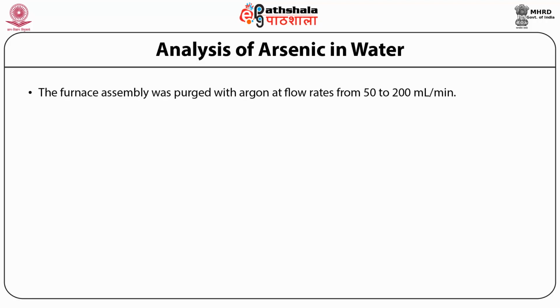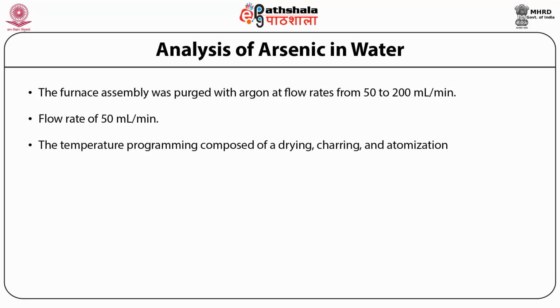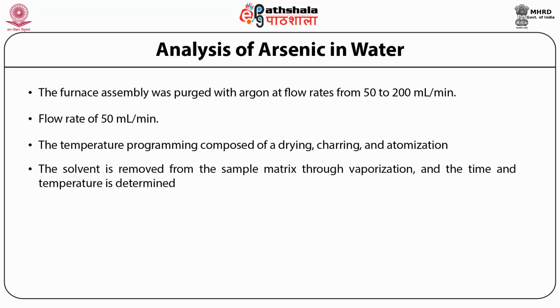The furnace assembly is purged with argon at a flow rate of 50 to 200 milliliters per minute. The flow rate of 50 milliliters per minute is the optimal flow rate. The temperature programming is composed of drying, charring and atomization, and the solvent is removed from the sample matrix through vaporization, and the time and temperature are determined.